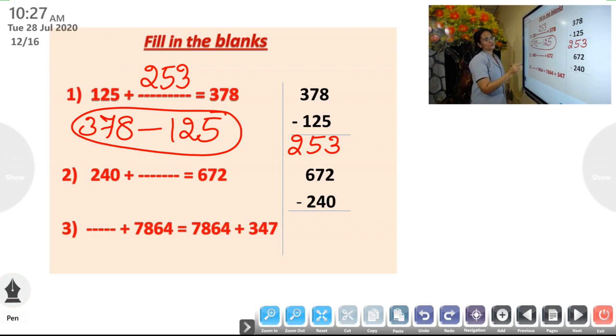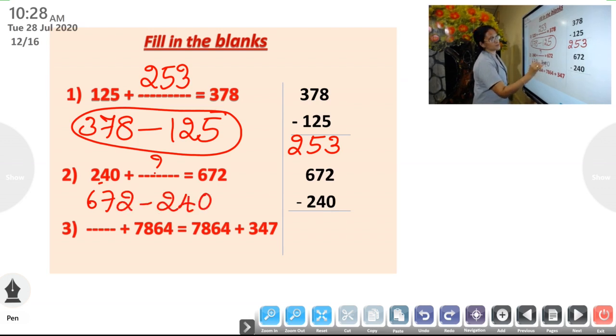The next one, 240 plus dash is equal to 672. So one number is 240, the sum is 672. You have to find the other number. Sum of two numbers is given, one number is given. How will you find the other number? It is again sum minus the given number. 672 minus 240.